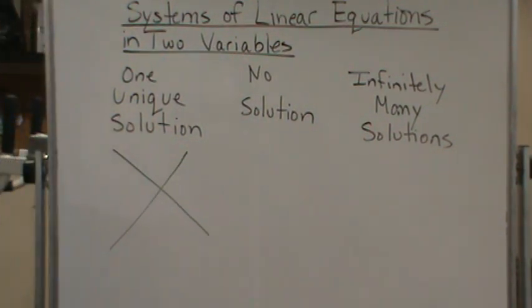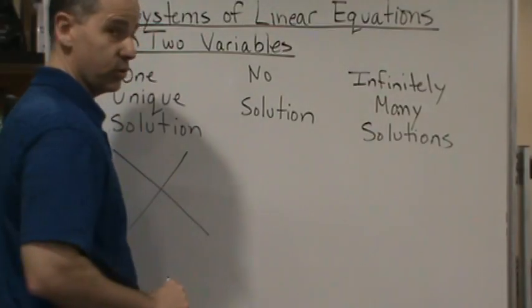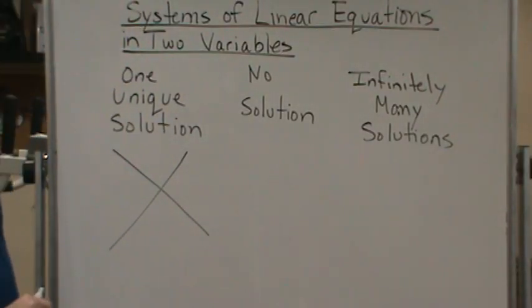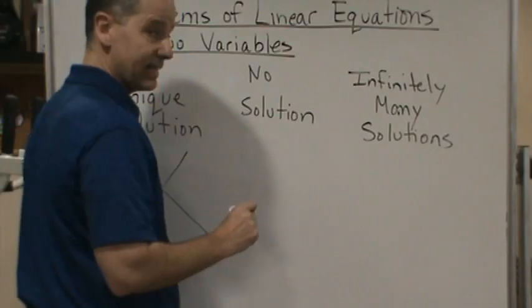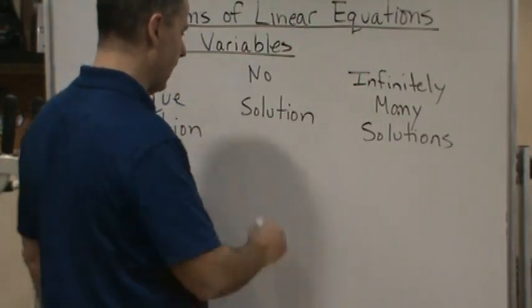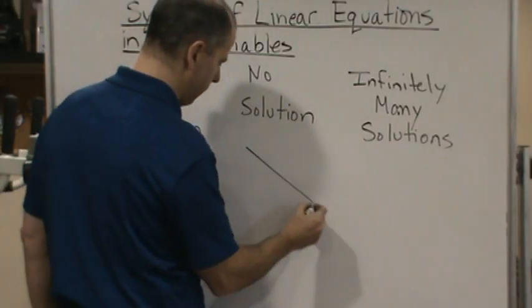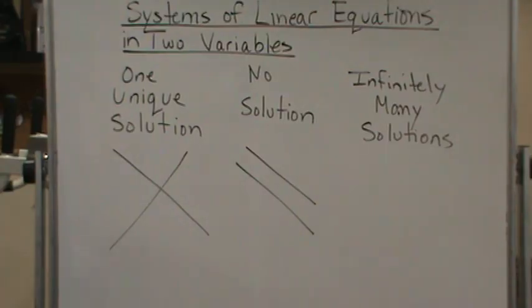Now, another outcome could be that there's no solution to the system. In this case, you end up with lines that never intersect, and the only type of lines that never intersect are parallel lines. So if you have parallel lines, you will have no solution.